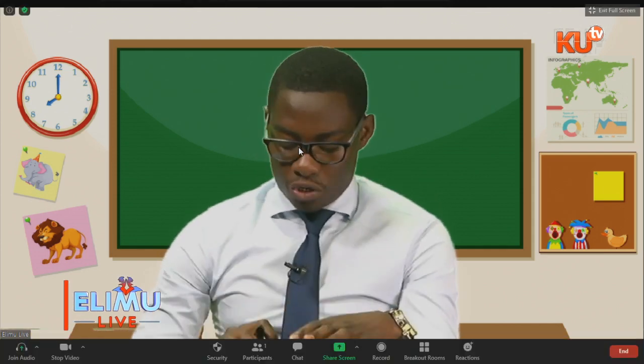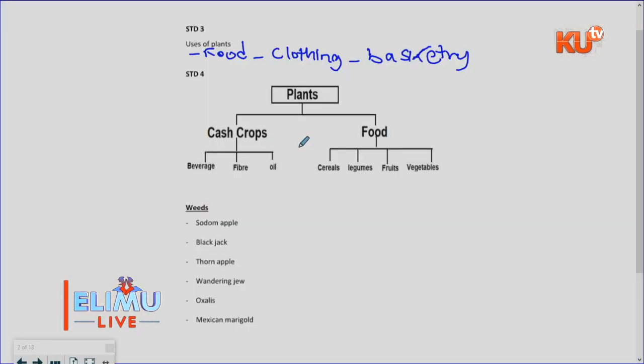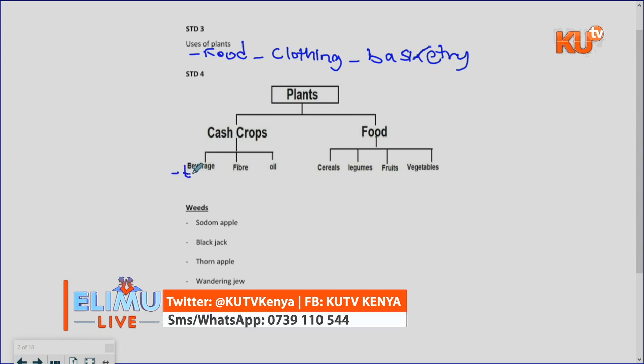So let's look at examples of the cash crops. The first classification is beverage. Under beverage, we have tea. So we have tea as the first example. We have coffee. We have cocoa. These are examples of beverage crops.